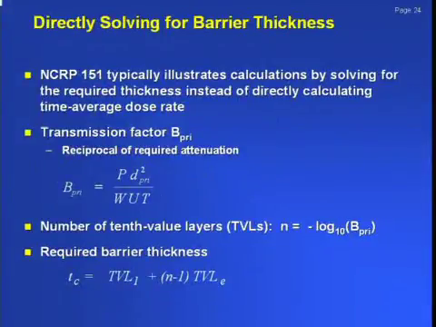Now, you can do this by directly solving for what we call the barrier thickness. And this would be your traditional calculation using the traditional methods. You have a transmission factor for the primary, and so your calculated thickness would just be your permissible dose times your distance squared divided by your workload times use factor times occupancy. This methodology has not changed in the last 30 years. You calculate the number of 10th value layers that you need, and that will then give you your total barrier thickness for your first 10th value layer and then all your subsequent 10th value layers.